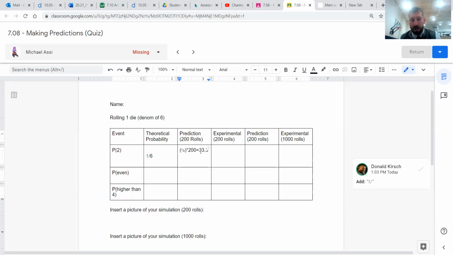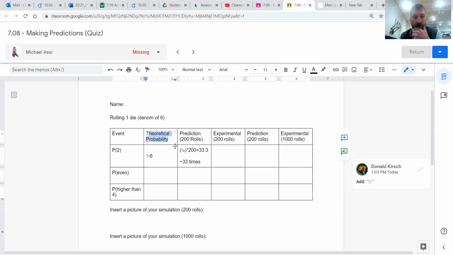So basically what we would say is if we were to roll one die 200 times, and tallied up how many 2s, 3s, 4s, 5s, we would expect the number 2 to come up 1/6 of that time, or approximately 33 times. Okay, so we used our theoretical probability. We multiplied it times how many rolls. That tells me 1/6 of 200, which we would say is around 33 times.